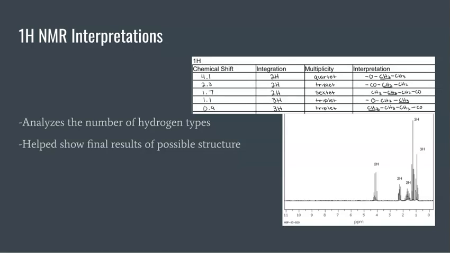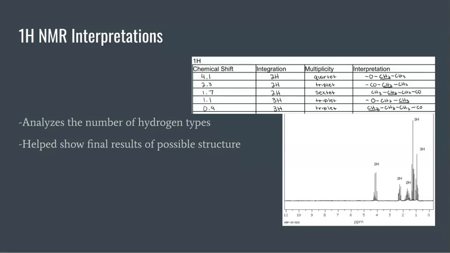The third shift we look at is the 1.7 shift. It contains 2 hydrogens and is a sextet, meaning that it will have 5 neighboring hydrogens and still contains 2 hydrogens within this atom. As you can see in our interpretation, it means that it is bound to that CH3 group as well as a CH2 group.